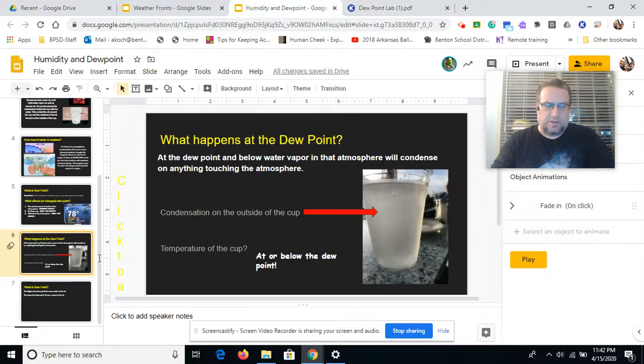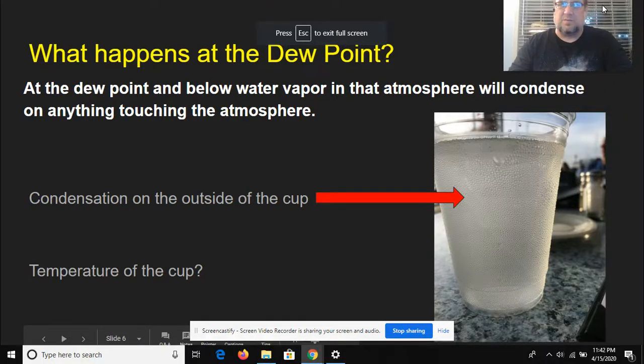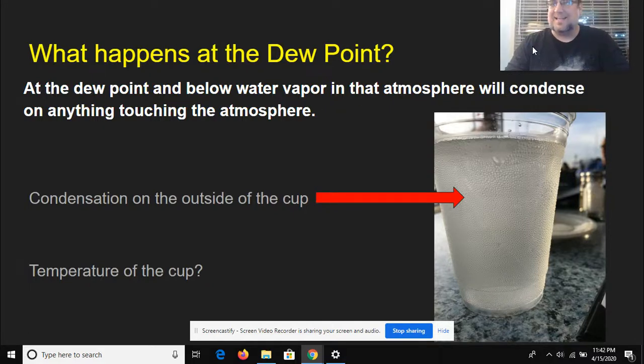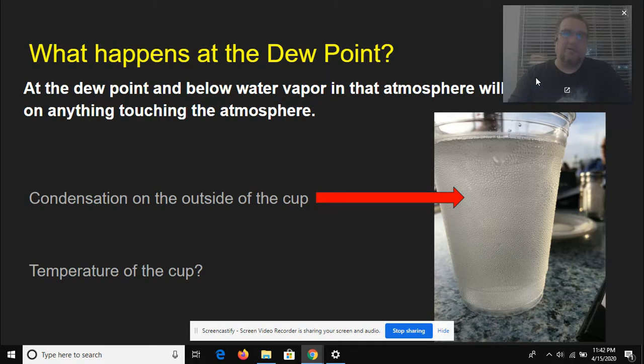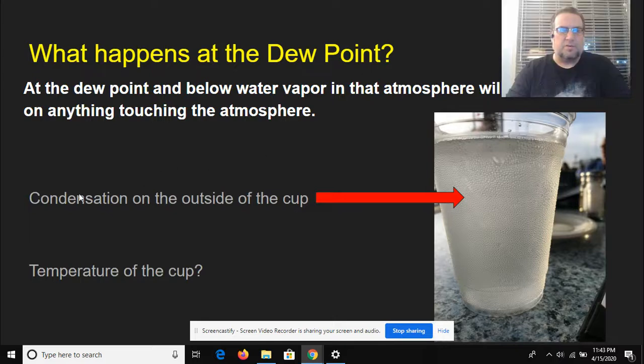All right, so we're going to go back to our dew point here real quick, and just to get a sense to see, okay, what's actually happening. The condensation is happening on the outside of the cup, like Mr. Gladwell talked to you guys about earlier in the week. So why is it? At the dew point and below the dew point, water vapor in the atmosphere will condense on anything touching the atmosphere. Could be a cup, could be a car, could be a piece of grass, could be a spider web. If it's up in the upper atmosphere, it could be a piece of dust. We're talking about condensation in the water cycle. And so right here we have condensation on the outside. So what's the temperature of the cup?